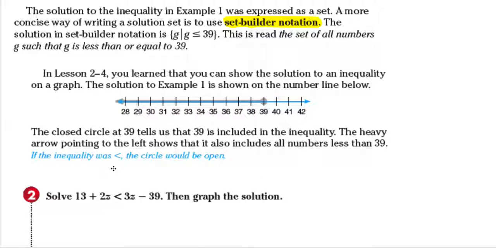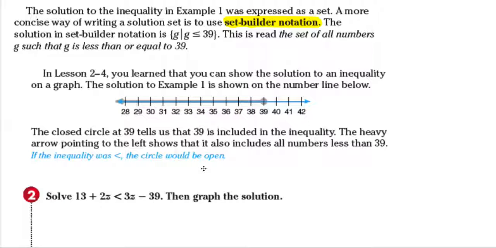If the inequality was less than, the circle would be open, or what we call an open dot. You've learned this before, so we'll find out how we can use the closed dot and open dot situation.